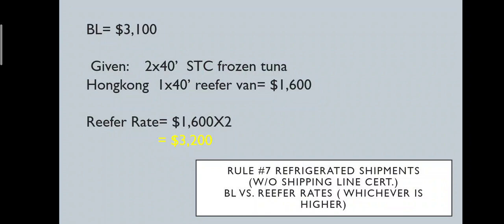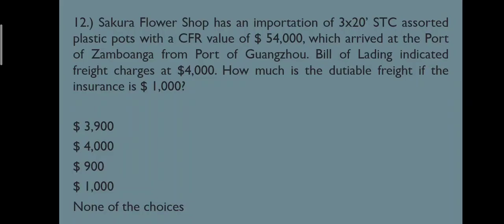So whichever is higher, apply the general rule. Asay mas dako, so mas dako jud ang reefer rate, no? So mao na siya tong answer. Kaya ang BL $3,100 raman, mas dako man ang reefer rate. So the rule applied is rule number 7, refrigerated shipments without shipping line certificate. Then whichever is higher.